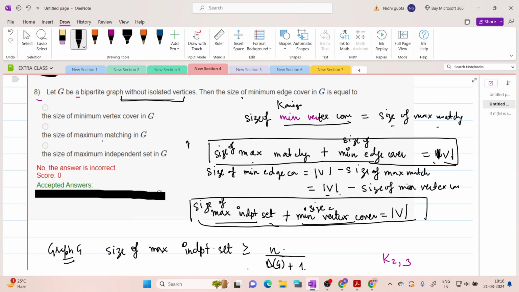Therefore, we see that order V, number of vertices minus size of minimum vertex cover, is the size of maximum independent set in G. So we are using three theorems. First of all, we are using Koenig's theorem, which says that size of minimum vertex cover is equal to size of maximum matching. And then we are using the relation between size of maximum matching and minimum edge cover, and size of maximum independent set and size of minimum vertex cover. So if we use these three relations, then we are getting our answer.